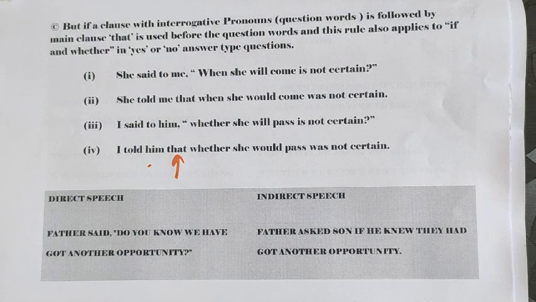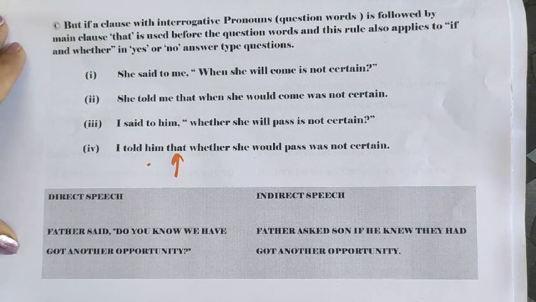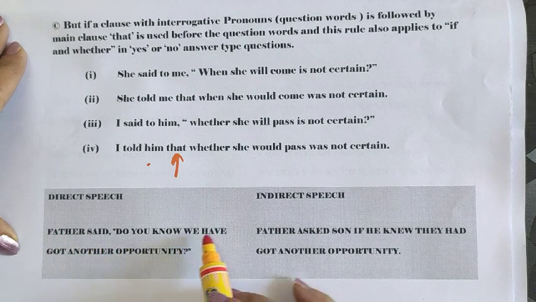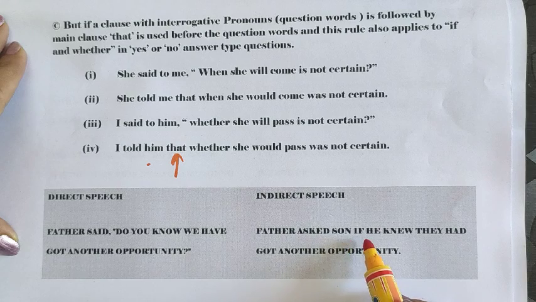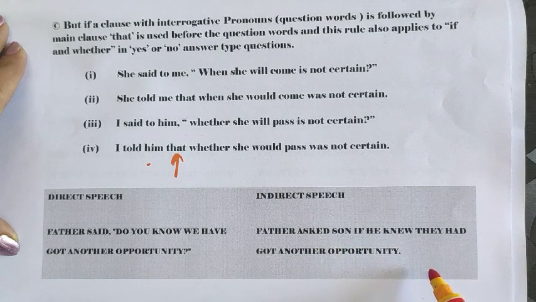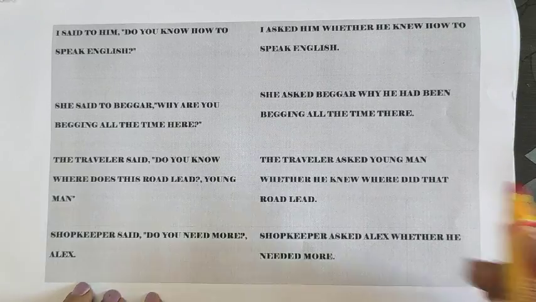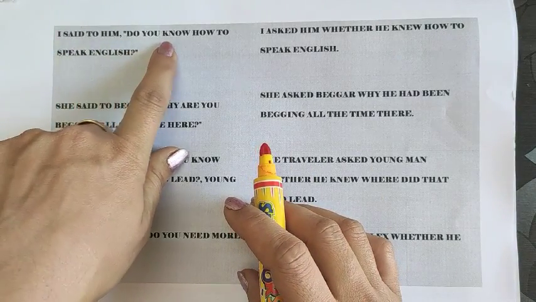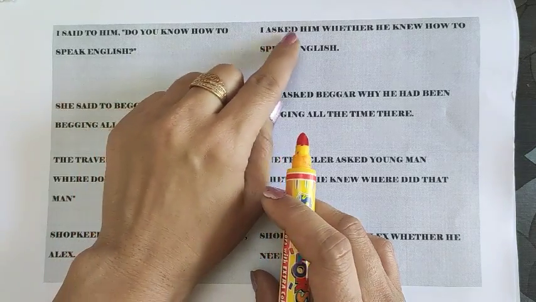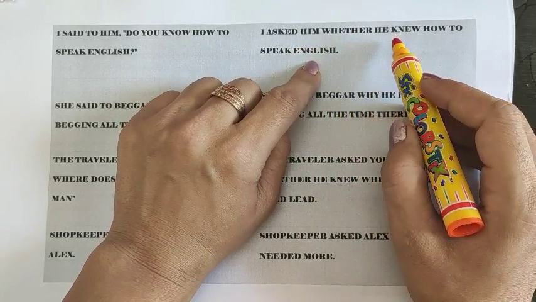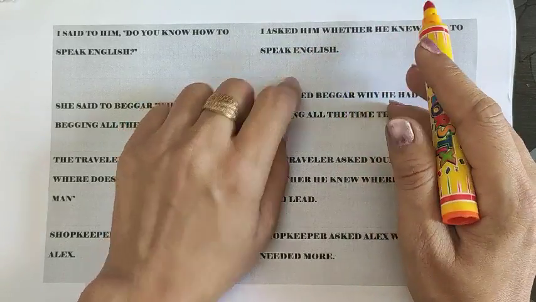We are presenting you some more examples. Here is the first one. Father said, do you know we have got another opportunity? Here you can see this question belongs to the yes or no type, so I am going to insert either if or whether. Father asked son if he knew they had got another opportunity. Next is, I said to him, do you know how to speak English? Again, this belongs to the yes or no type. I asked him whether he knew how to speak English.